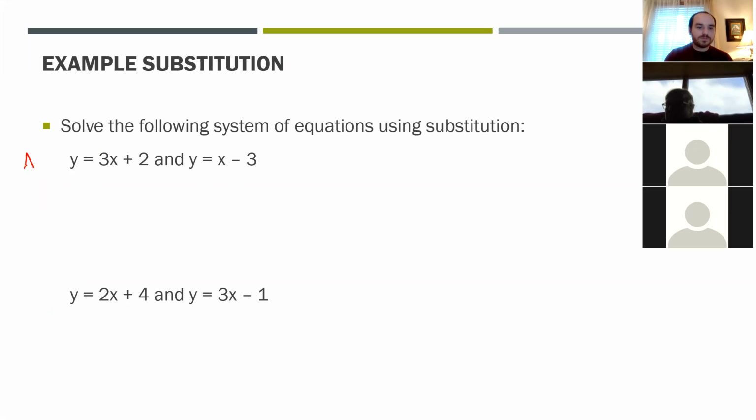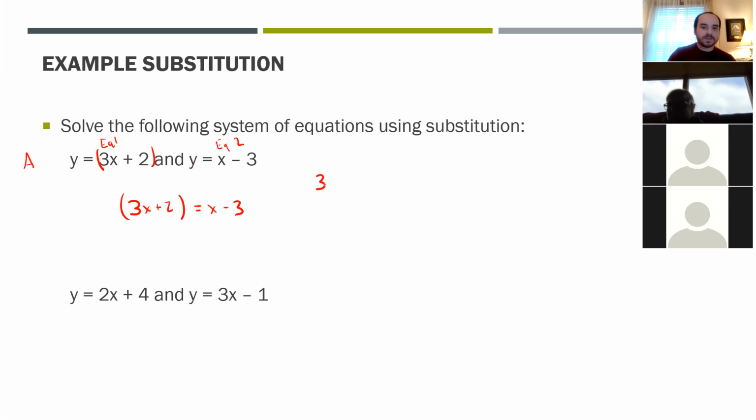This is equation 1, this is equation 2. You don't actually have to label them, but it can be helpful. We're going to take the y value of equation 1, which is 3x plus 2, and put in 3x plus 2 wherever we see y in equation 2. So that's step 2. In this case, we have 3x plus 2 for y. y is right at the start, so we have 3x plus 2. I'm going to keep it in parentheses just so we can see that it's replacing y, equals x minus 3.